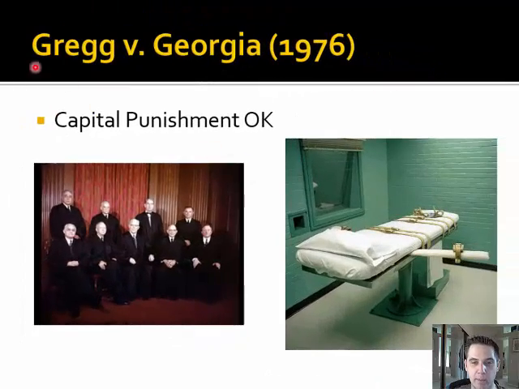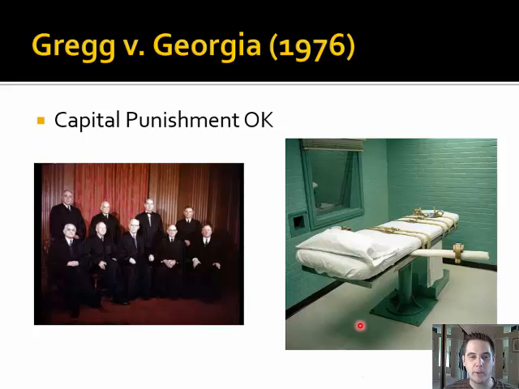Gregg versus Georgia came a few years later, and this was kind of in response to Furman versus Georgia, because many states after Furman were afraid to continue to sentence people to the death penalty. They weren't totally sure how to prove that the death penalty was applied fairly and consistently. They knew what the word consistently meant, but they just weren't sure exactly how to prove it, so they didn't want to waste their time and effort sentencing someone to death and then having that penalty overturned. So a lot of states were starting to rewrite their laws.